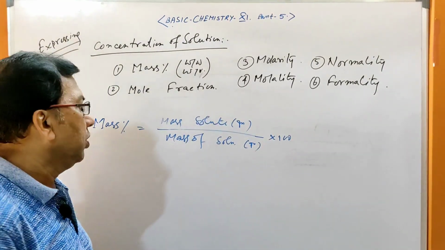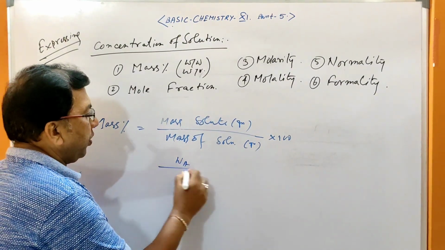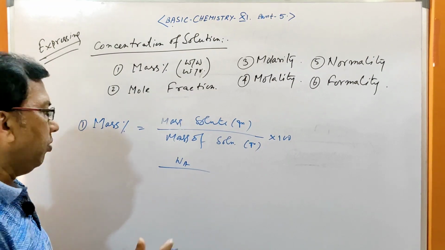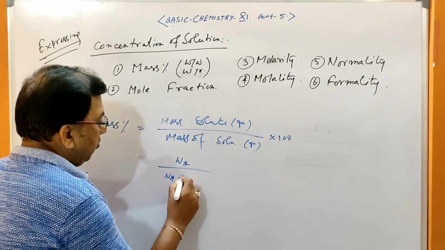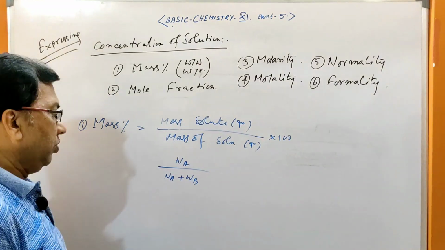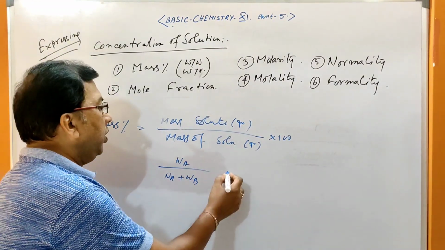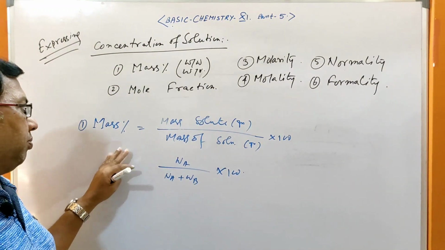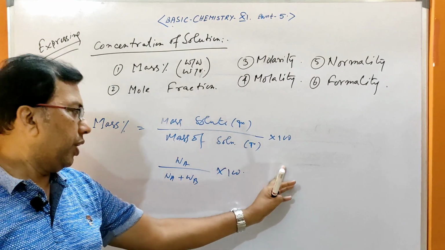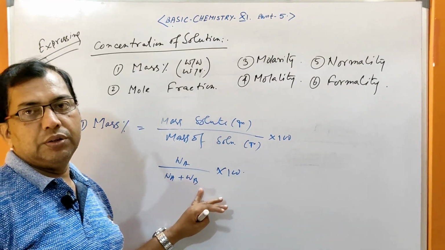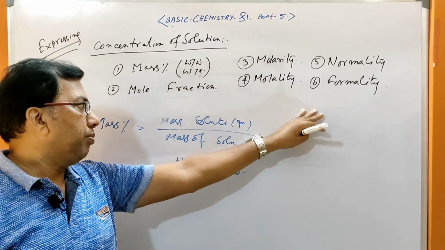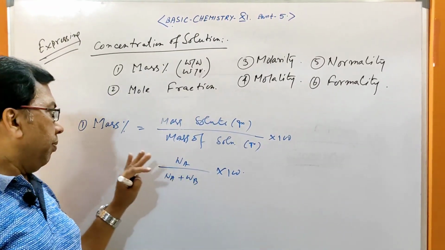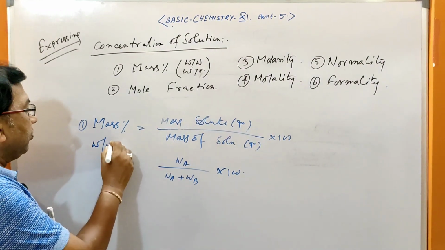If the mass of solute is WA, then what is inside the solution? Solvent and solute. So WA is the solute, WB is the solvent. WA by WA plus WB into 100. This is the mass percentage. The mass of solute is WA and the mass of solvent equals WB. Solution means solute plus solvent. So this is mass W by W percentage.